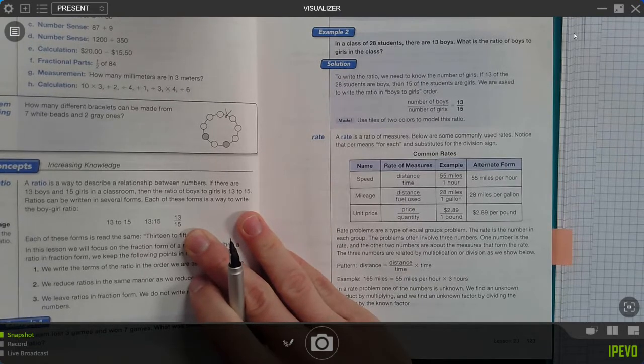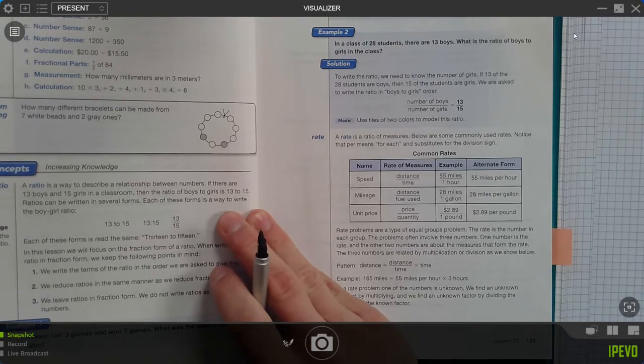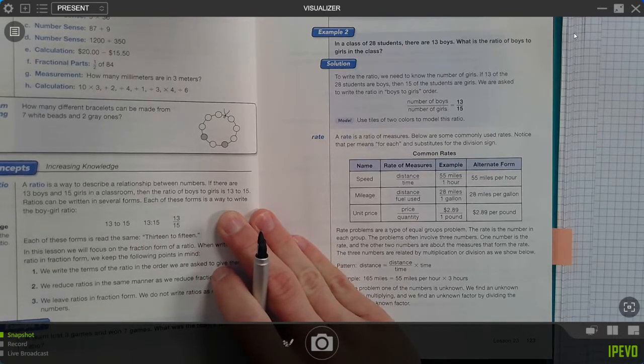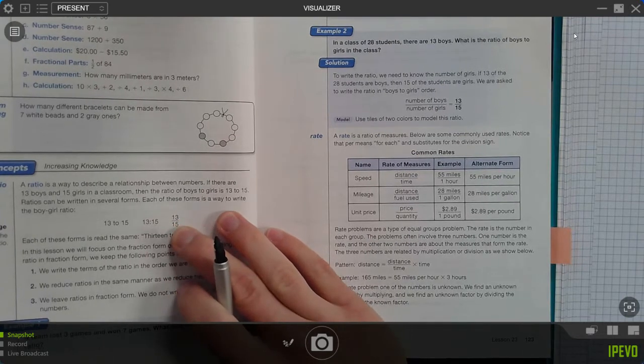A ratio is a way to describe a relationship between numbers. If there's 13 boys and 15 girls in a classroom, then the ratio of boys to girls is 13 to 15. So, like I said, also sort of fractions here, 13 over 15.